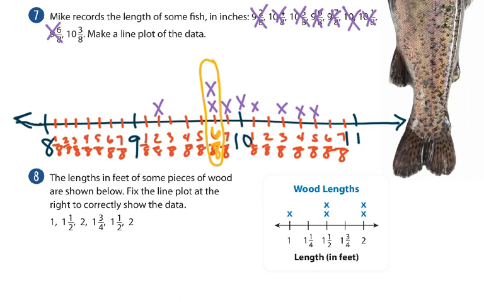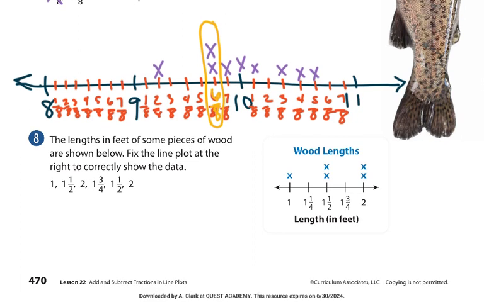All right, we're on to the next one, and they plotted it for us. Thank you. Let's read. The lengths in feet of some pieces of wood are shown below. Fix the line plot at the right to correctly show the data. So somebody over here messed up. They want us to check it. So the best way to check is to do it ourselves and then go see what they did wrong.